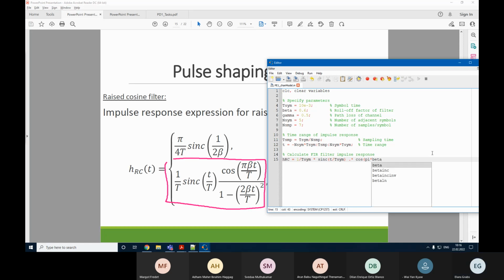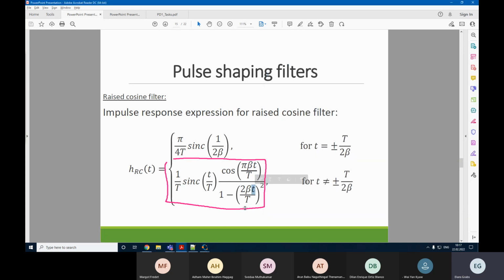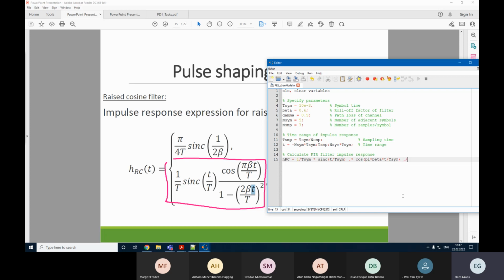Now we have beta, we have t, and we divide it with the symbol. Now we need to divide with this expression, which again is a variable of the vector t. That's why we perform division also with this dot symbol. And in brackets we have 1 minus 2 beta. Now we don't put a dot here, because beta is a scalar. It's a single number, not a vector of multiple elements. If beta were a vector, I would have to use a dot here as well, but it's not.